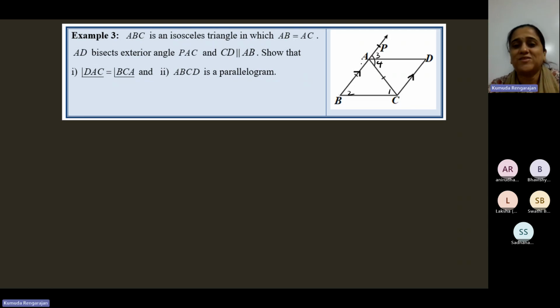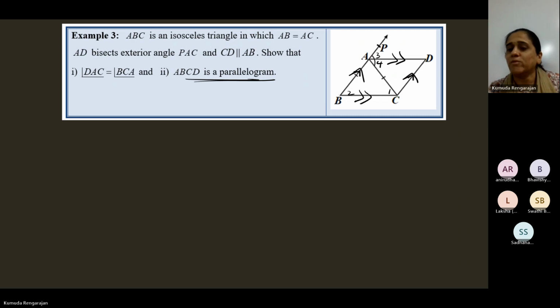So how do we prove that ABCD is a parallelogram? AB parallel to CD is given in the question. So we have to prove that AD is parallel to BC. If we do this, then both the pairs of opposite sides are parallel, so the quadrilateral is a parallelogram.